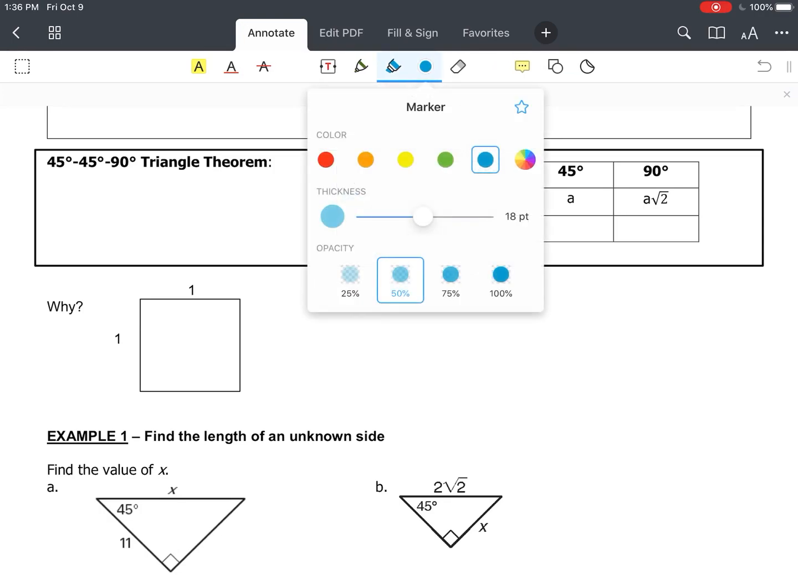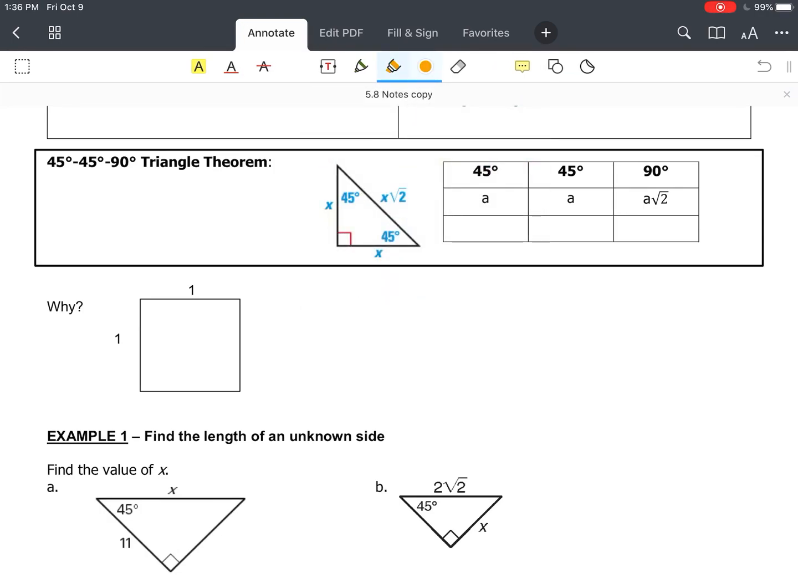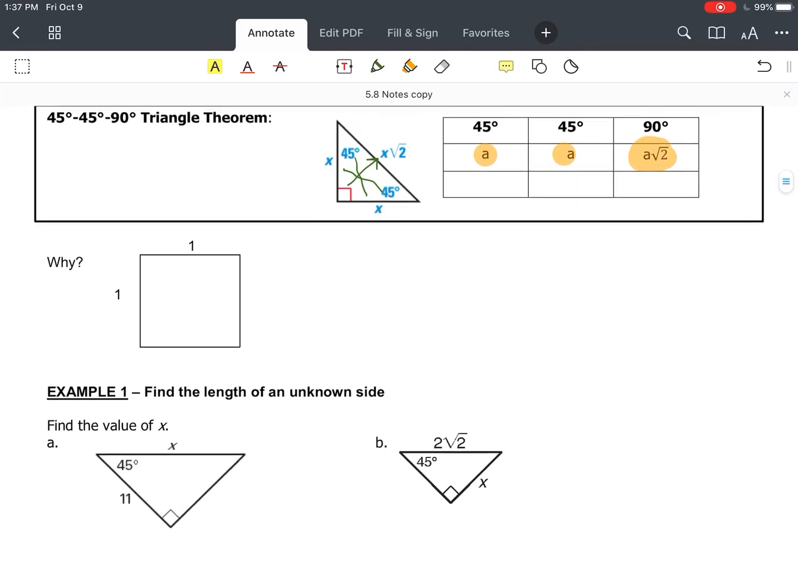There's actually a pattern with 45, 45, 90 triangles, and you'll see it here in the triangle, then also in my chart. Opposite 45-degree angles are going to be the same. So in the triangle they call it X, but to not confuse it with other X's, we're going to call it A. So whatever is opposite the 45, your two legs will be the same number. Opposite 90 degrees, the hypotenuse, is going to be A times the square root of 2. And this will always be the case.